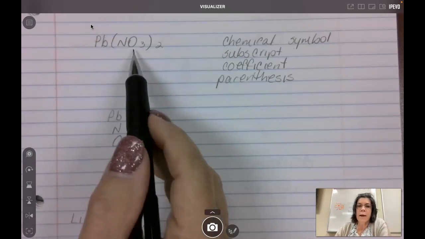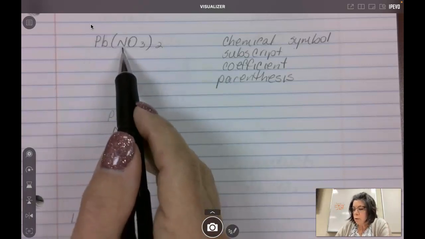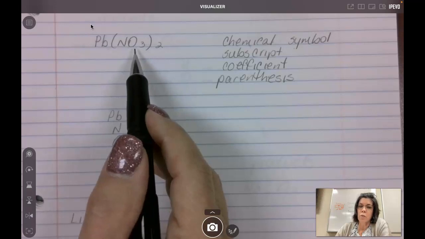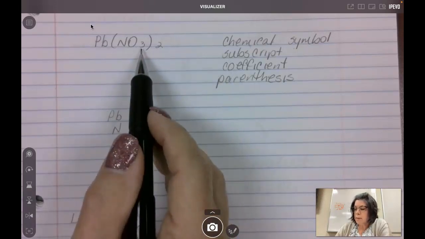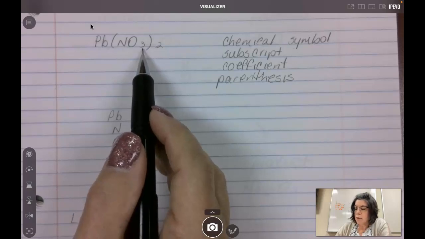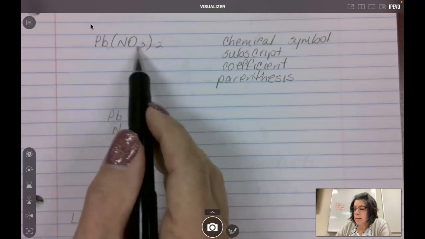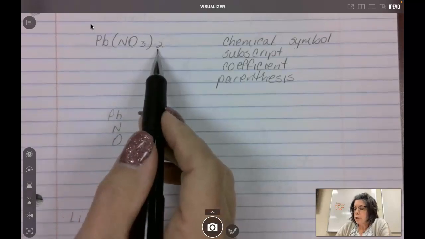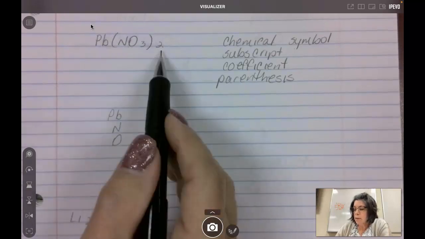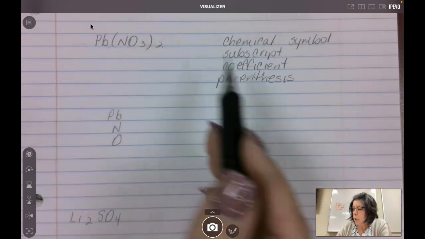So in this case, we have three different chemicals. We have Pb, which is lead. We have N, which is nitrogen, and we have O, which is oxygen. The subscript is the number that is slightly smaller than the chemical symbol, and it refers to the chemical that is in front of it. So in this case, the 3 refers to the number of oxygen atoms. The 2, because it's in parentheses, refers to this whole thing, just like in math and exponents.